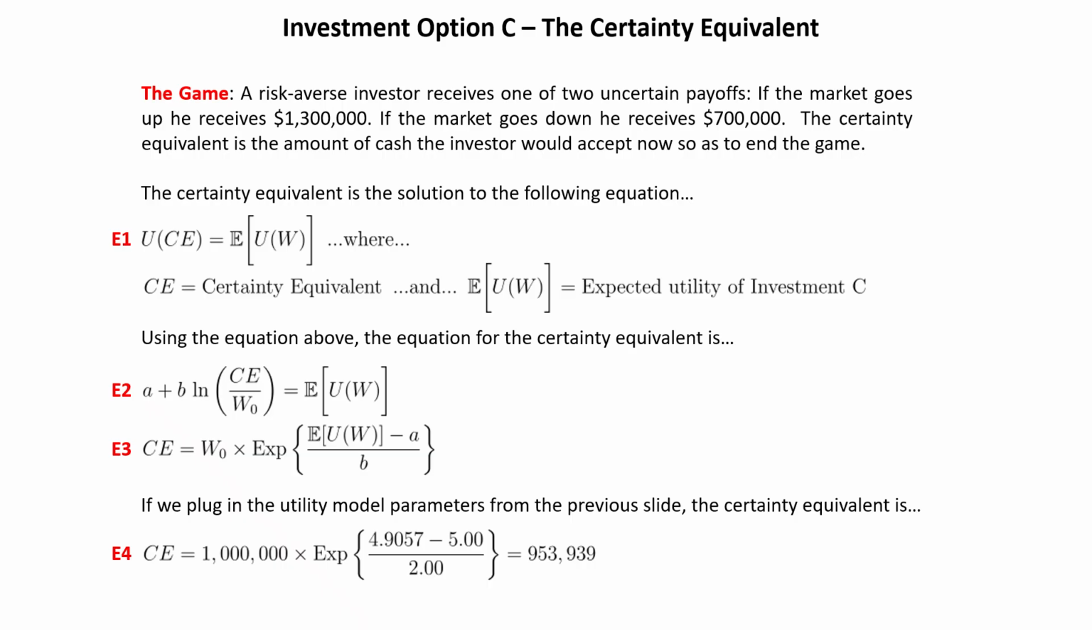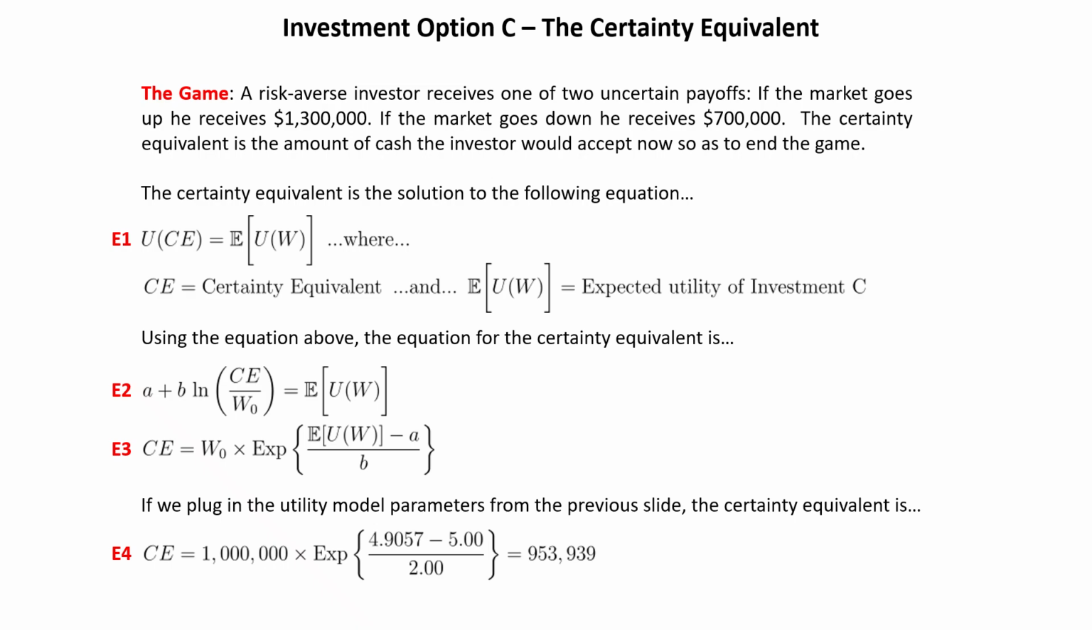So using that equation, we go to E2. All we're doing is just restating equation E1. Rather than have the utility of our certainty equivalent, we're going to take our utility model and spell that out. So the left-hand side of E2 is our utility equation, and we set it equal to our expected utility. And then E3 just solves for the certainty equivalent.